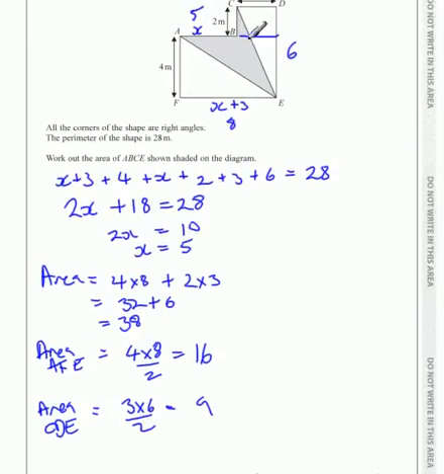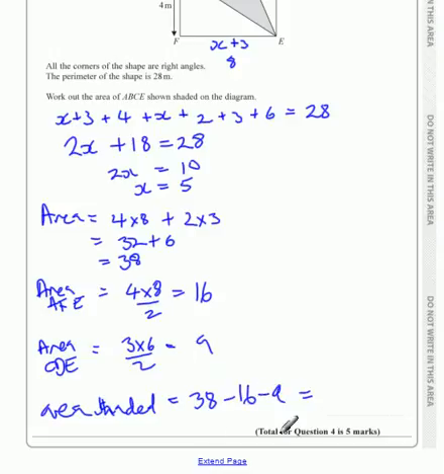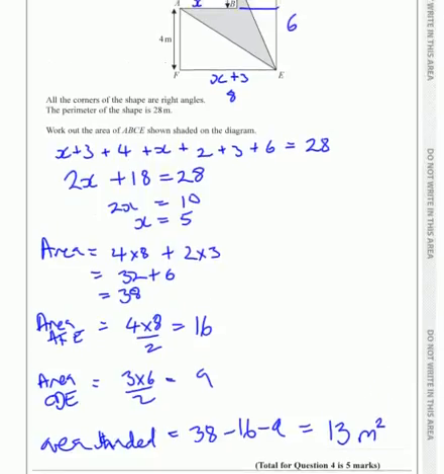So that leaves us with the area of the shaded. It's going to be our total area, so 38 minus 16 and then minus 9. 38 take away 16 is 22, take away 9 is 13, with our units is meters squared.